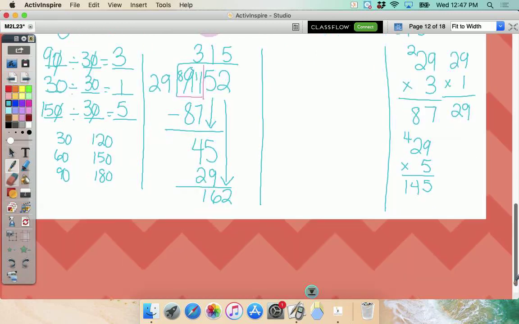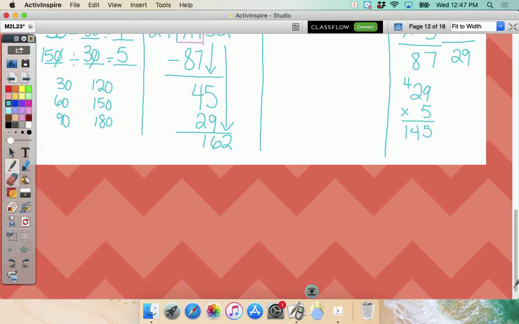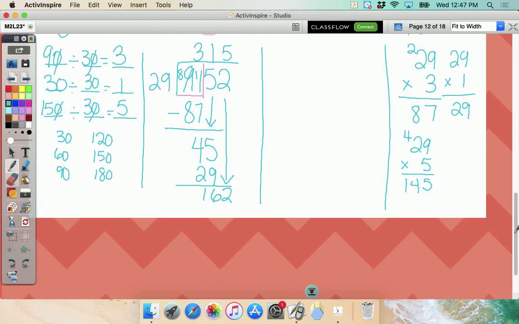I'm going to go down a little bit here. So I've got 145. And when I subtract, I get 17. Is 17 less than 29? Okay, write it down. Then grab your highlighters. Highlight those three numbers.